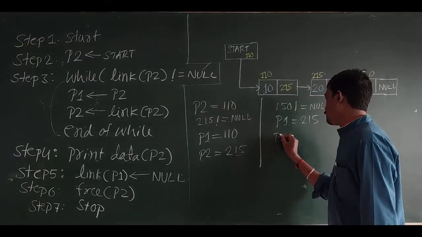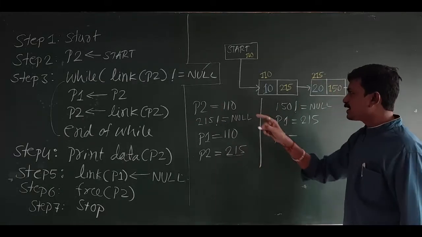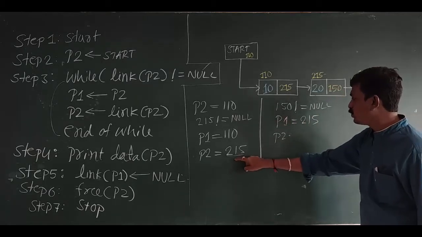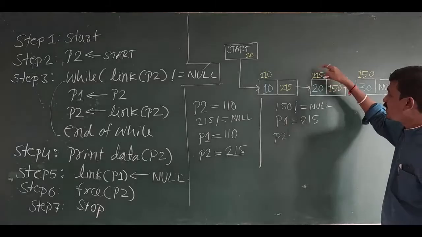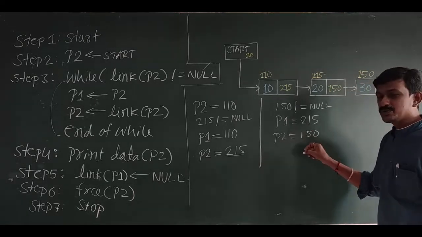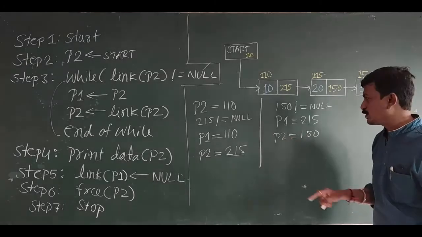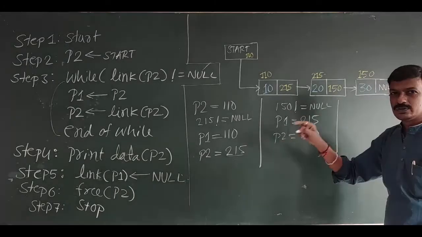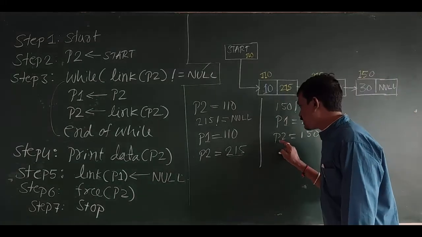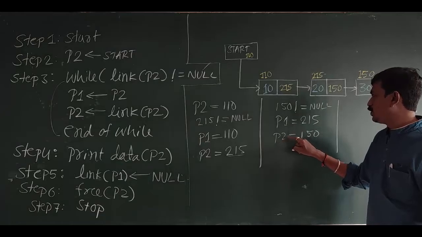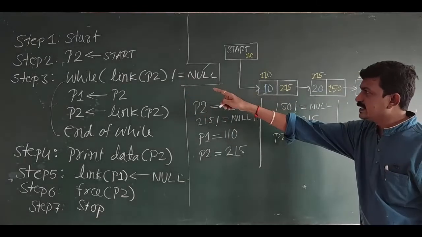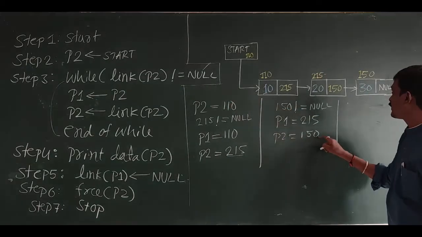Next, P2 equal to link of P2. The link value of 215 is 150, so 150 is assigned to P2. Now we move to the third iteration. Now the P2 value is 150. Once again, we begin with the link part of 150.